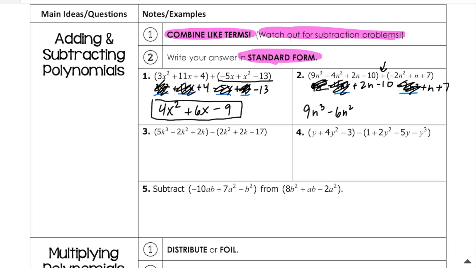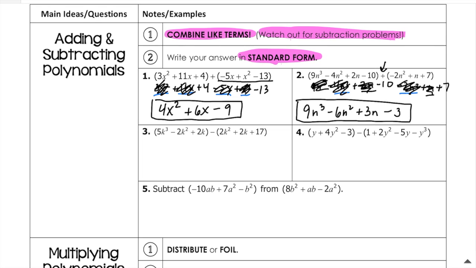I have a 2n and an n. So 2n plus n will give me 3n. And again, we're just combining coefficients, we're keeping the variables the same. And negative 10 plus 7 will give me a negative 3. There we go. Alright, so here are the ones I want you guys to make sure you're careful with.